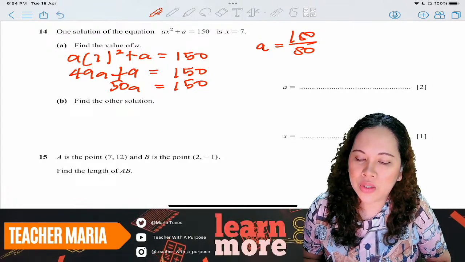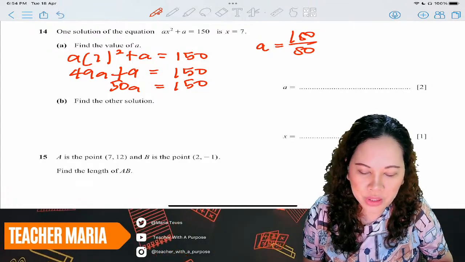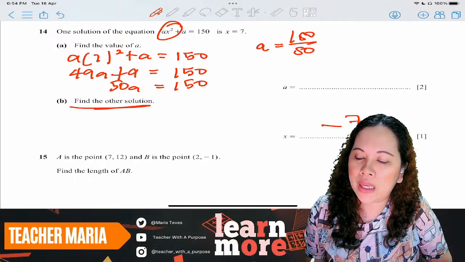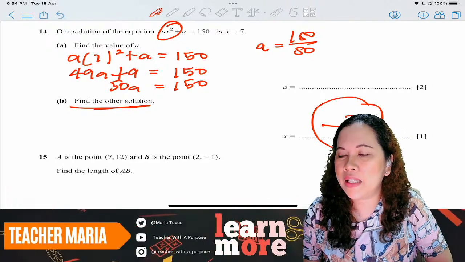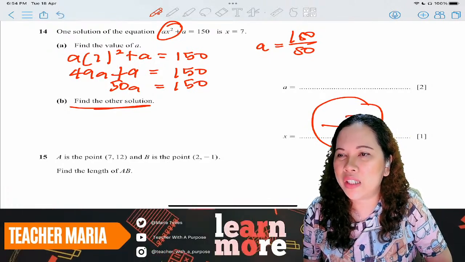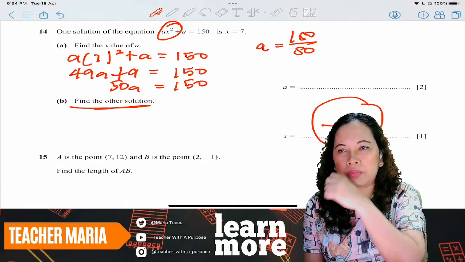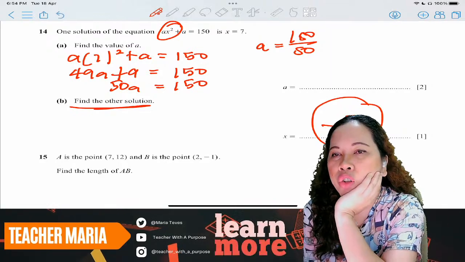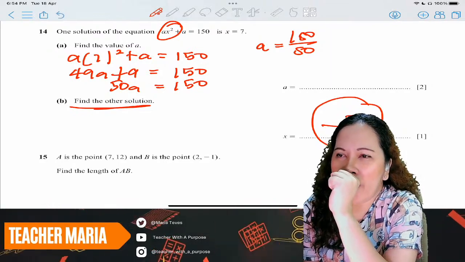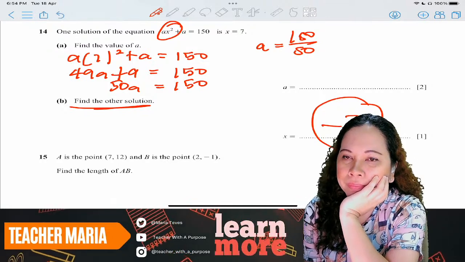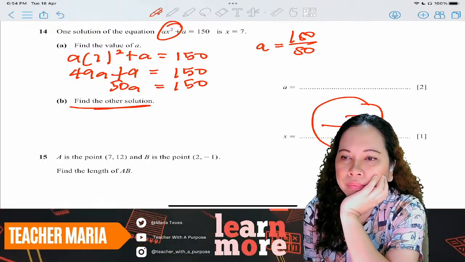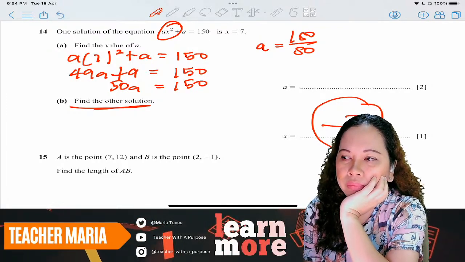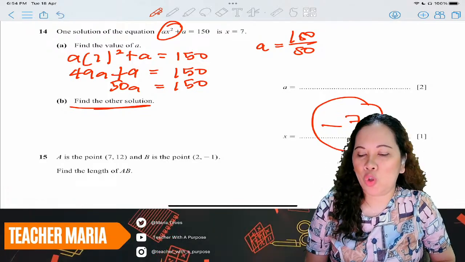Okay, the next question here is find the other solution. Of course, since our x here is being squared, that means that the other solution will be -7. Why is it -7? Because -7 squared is still 49. It wouldn't change. So hence, x there should be either 7 or -7.